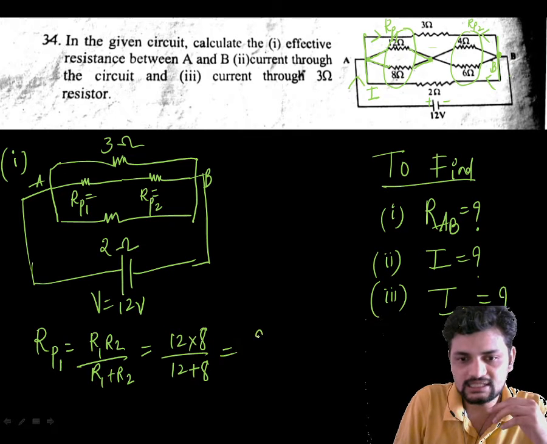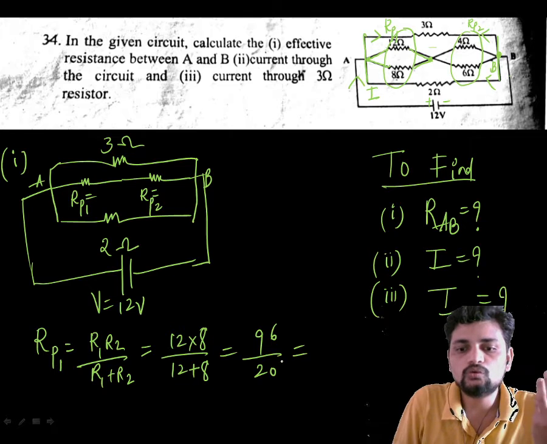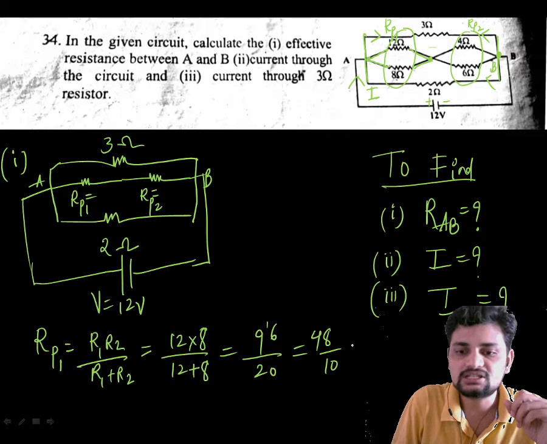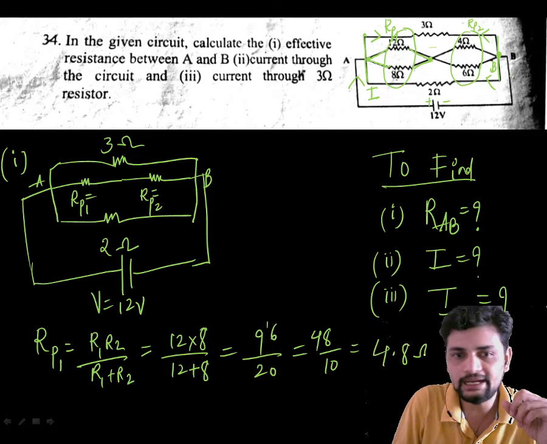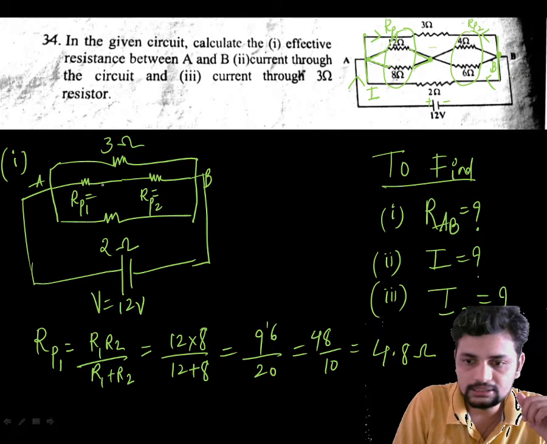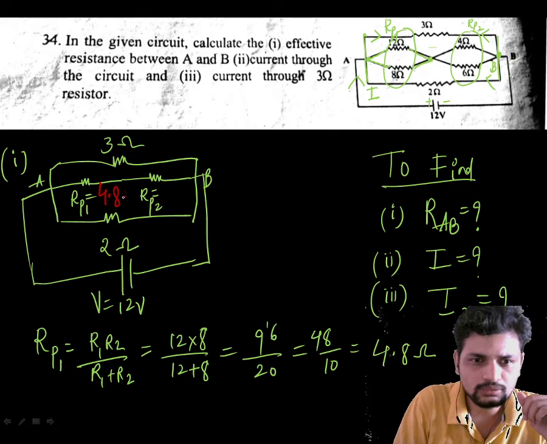So 12 times 8 is 96, 12 plus 8 is 20. So the fraction can be represented in the least form. So 2 tens are 20, then 2 fours are 8, 2 eights are 16. So I will get here 4.8 ohm. So the answer I got for RP1 is 4.8 ohm.